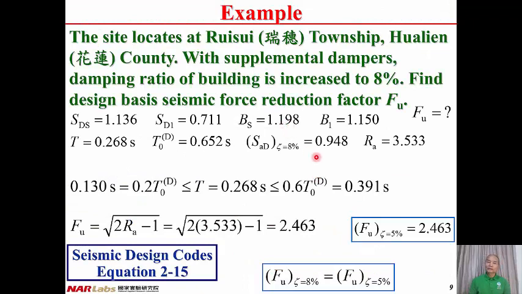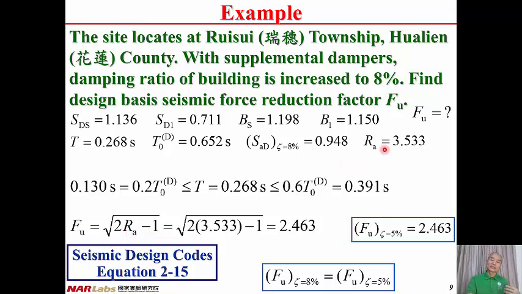And then back to the example. The question is to find the design basis seismic force reduction factor FU. What's the value for FU? Okay, from previous lectures, we have already had the structural vibration period T equal to 0.268 seconds. And the structural vibration period lies between 0.2 T0(D) to 0.6 T0(D). Then according to the seismic design code equation 2-15, FU equal to square root of 2RA minus 1.